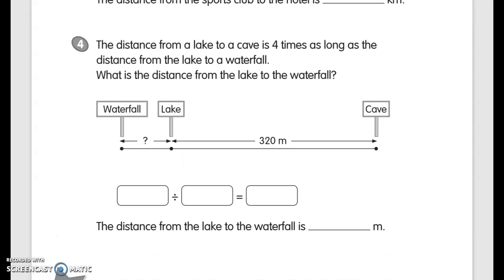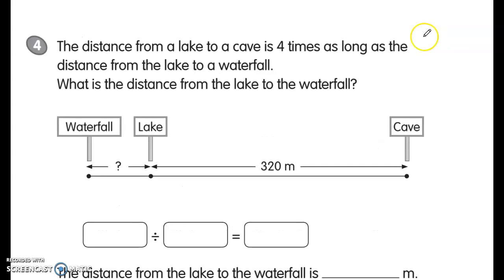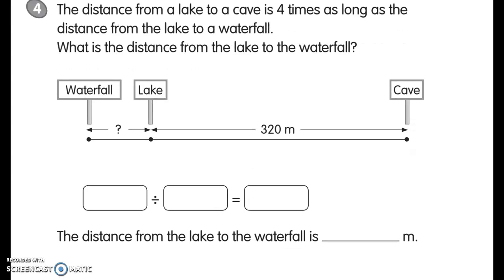Okay, so now let's move on to question 4. The distance from a lake to a cave is 4 times as long as the distance from the lake to a waterfall. What is the distance from the lake to the waterfall? So similar to question 3, okay, you see 3 times, 4 times.